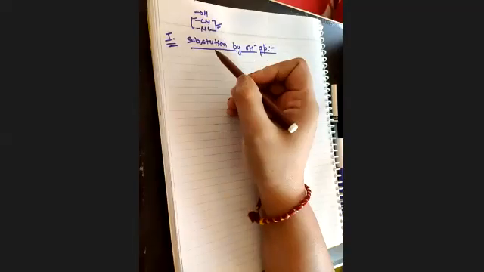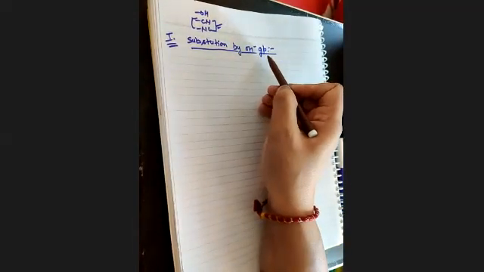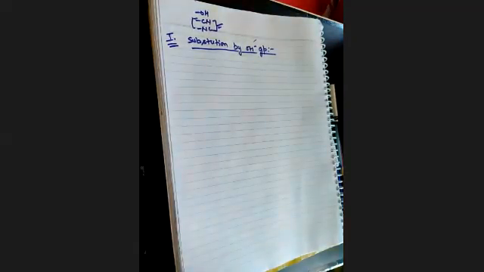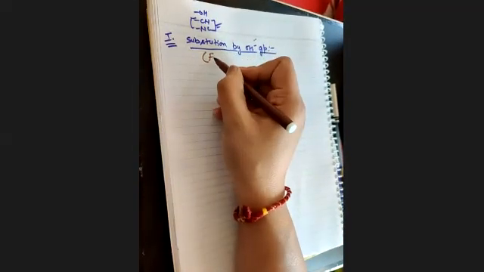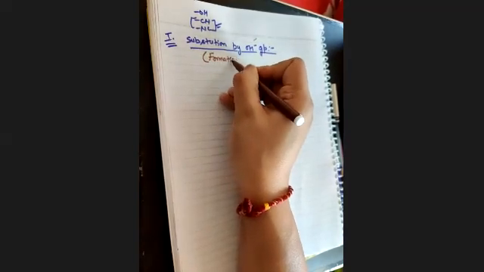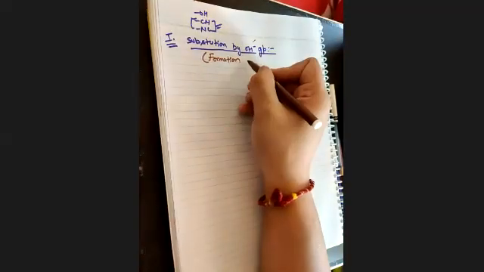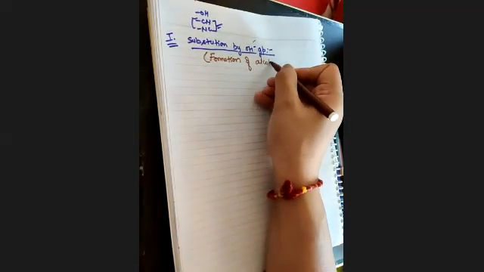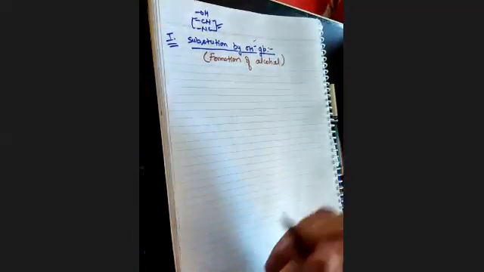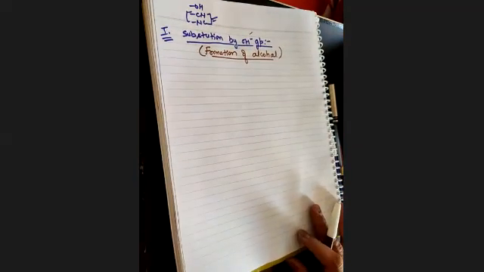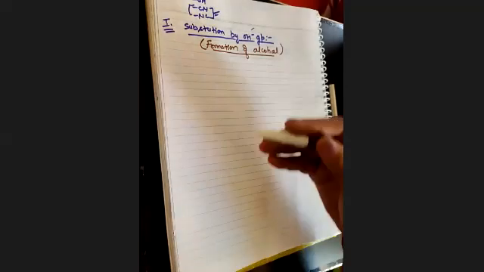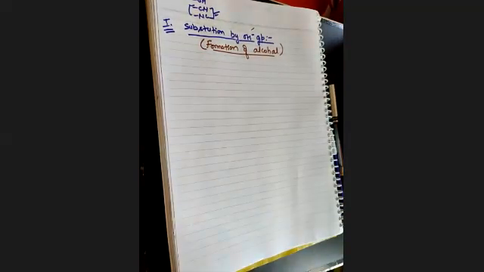Okay, so let's start with the substitution of OH group. We know this OH group is related to alcohol. So when you substitute OH in an alkyl halide, we will form alcohol. This reaction is named formation of alcohol. Important because this is the basic reaction. Formation of alcohols: how you can prepare alcohols from the alkyl halides.